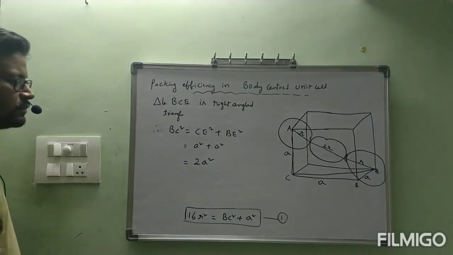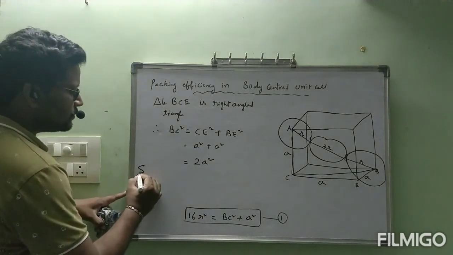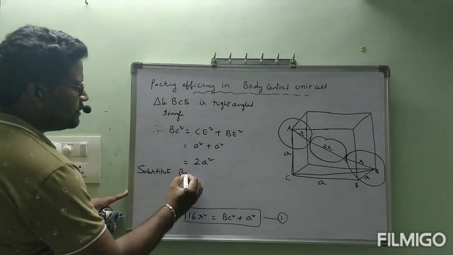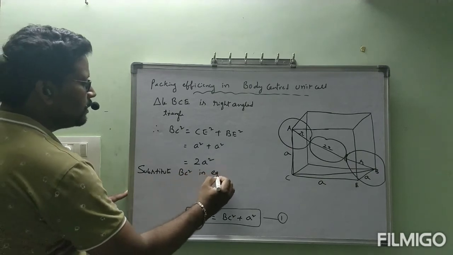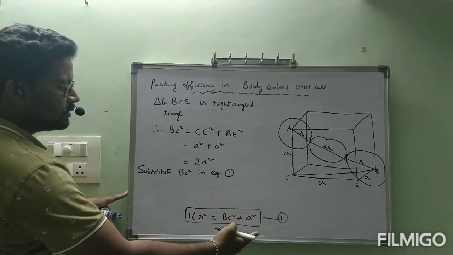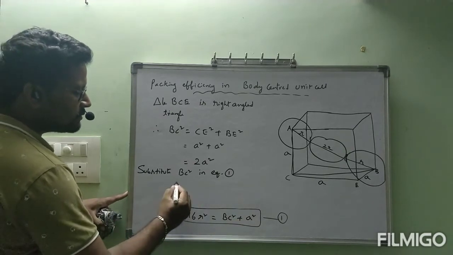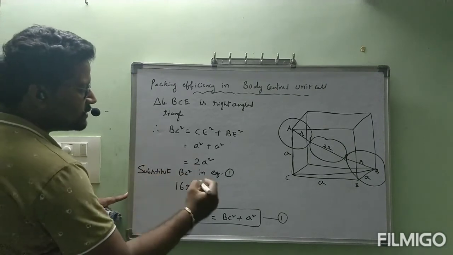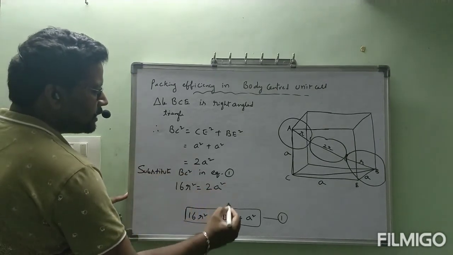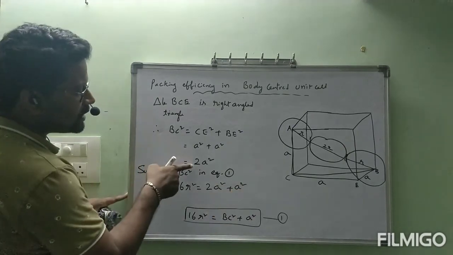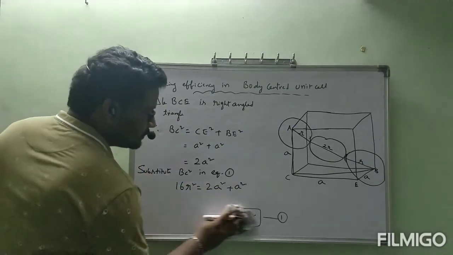BC square is equal to 2A square. Substitute BC square in equation 1. If you substitute like that, it will become 16R square is equal to, BC square means 2A square only, na? 2A square plus A square.